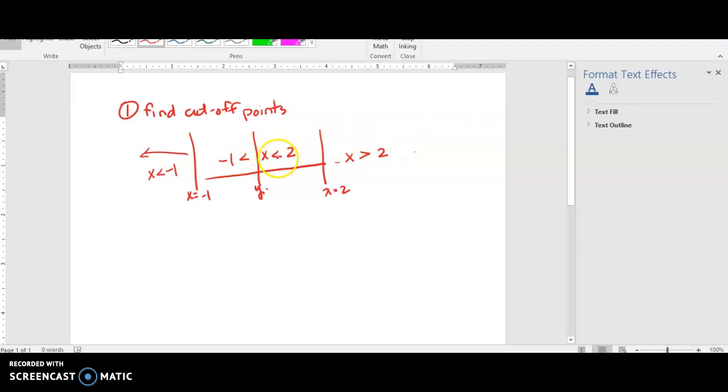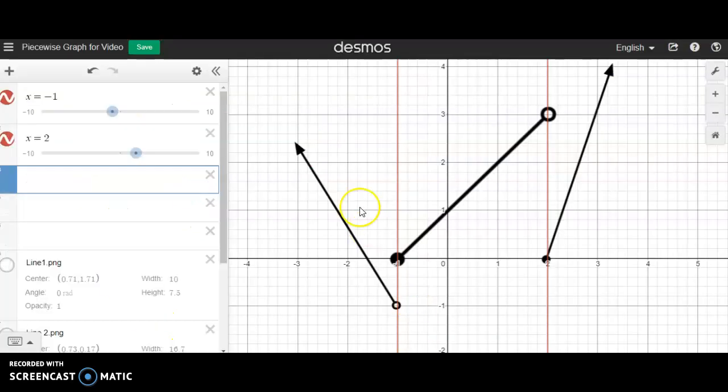The equals to signs that you've got under here all depend on whether or not we've got closed circles or open circles. But your first thing you've got to do is find your cutoff points. Second thing you'll do is find 2 points on the line, because you have to find the equation of the line. So you got to find 2 points.